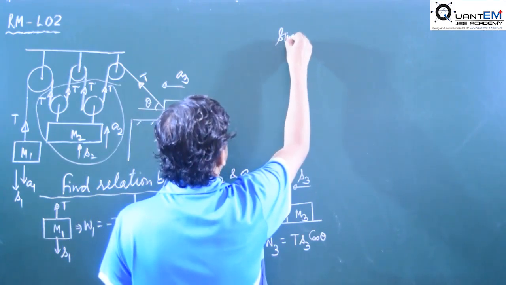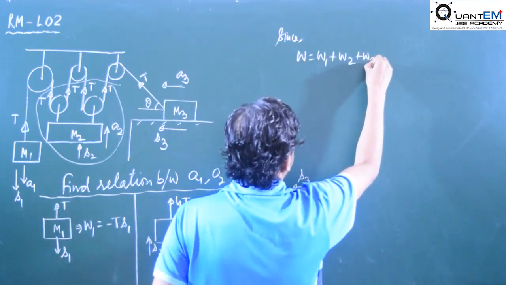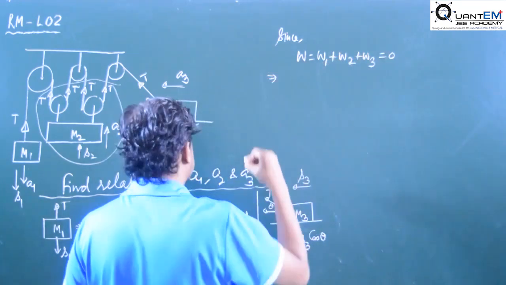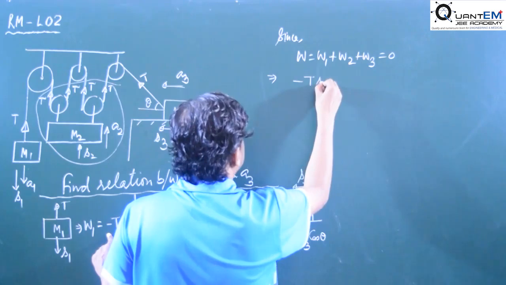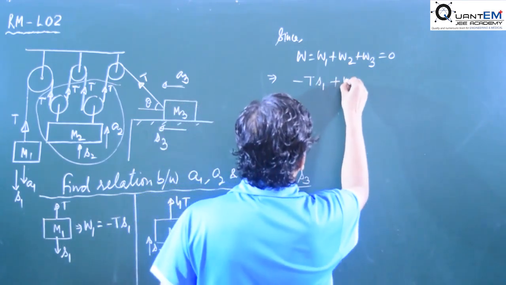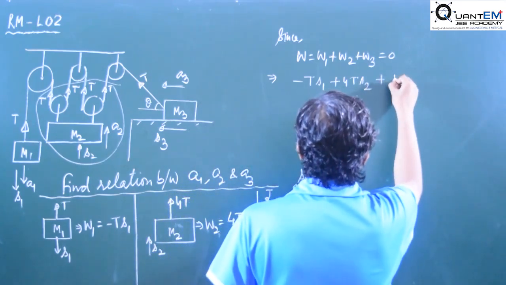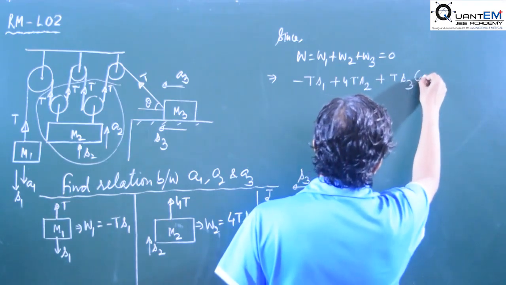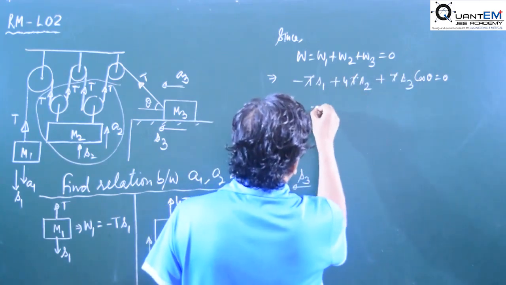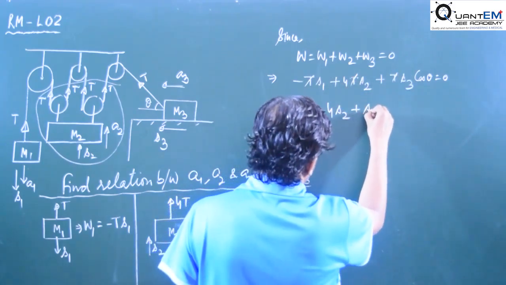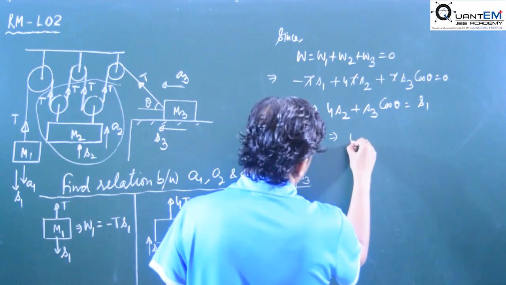So since W is equal to W1 plus W2 plus W3, that is equal to 0, it implies that minus T S1 plus 40 S2 plus T S3 cos theta is equal to 0. If we remove the tension, what we get is 4 s2 plus s3 cos theta is equal to s1. The similar relation is for velocity.